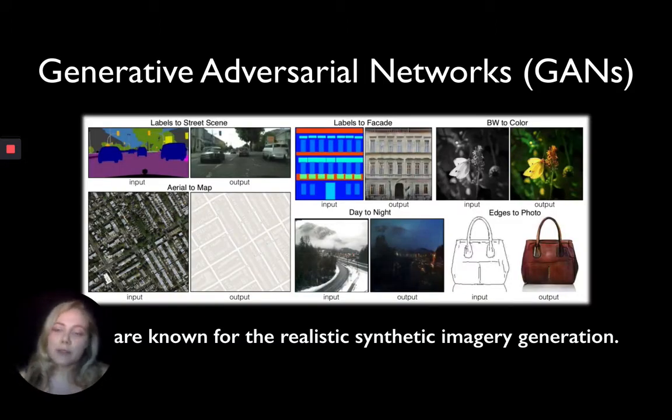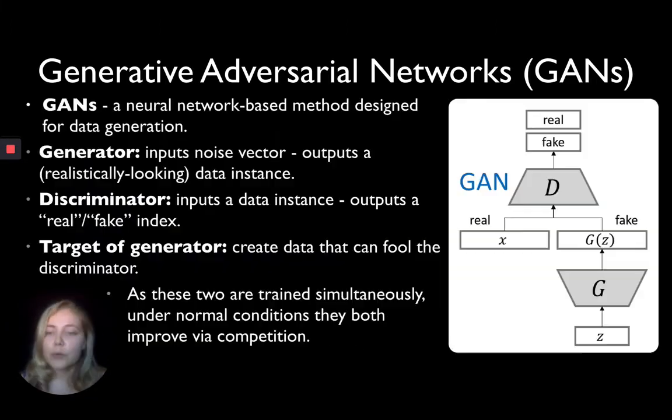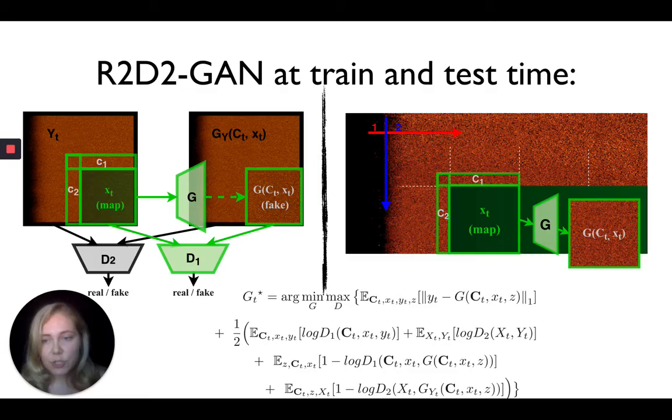There are methods that are well known for their image generation and translation called Generative Adversarial Networks. I'm going to talk a little bit about how they work. They typically feature two networks. One is a generator, one is a discriminator. The generator inputs noise and outputs hopefully realistic looking data. And the discriminator takes these generated images along with real images and tries to distinguish one from the other. So the target of the generator is to fool the discriminator, and the target of the discriminator is not to be fooled. As these two usually train together, they usually improve via competition.